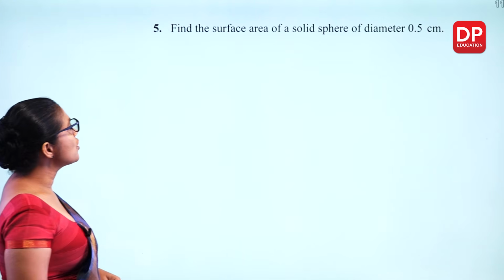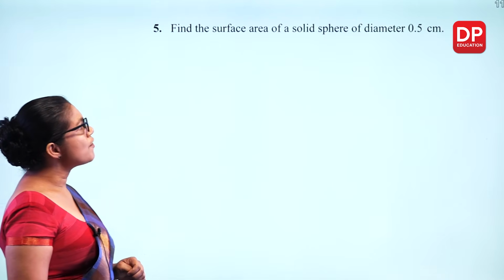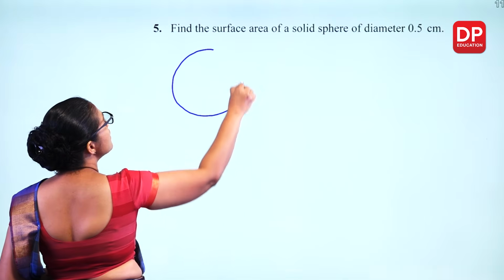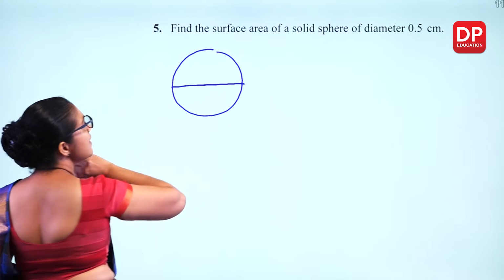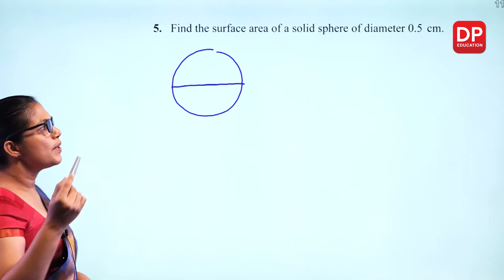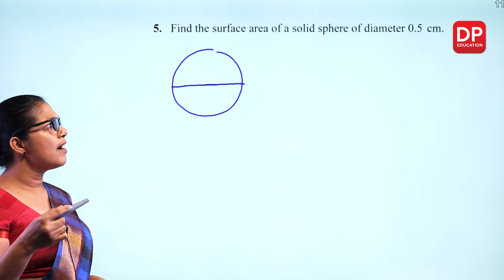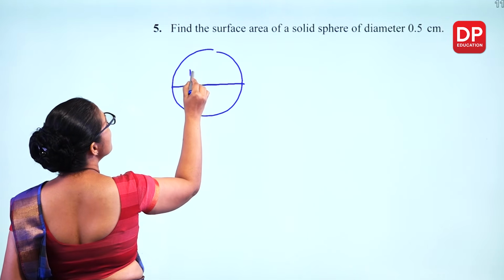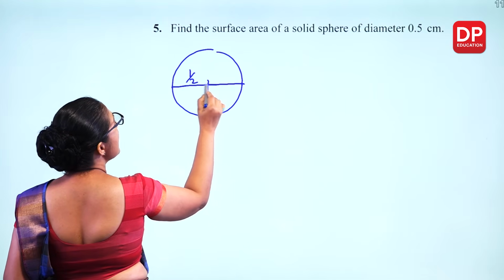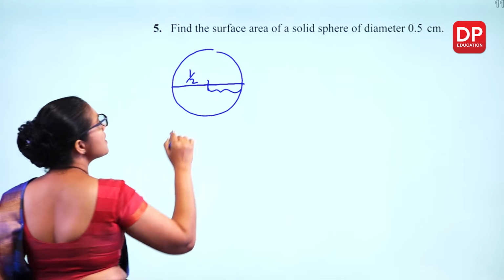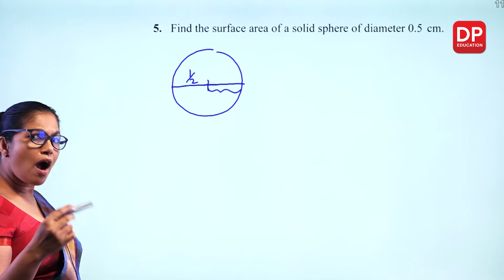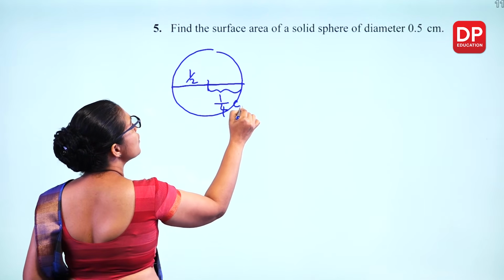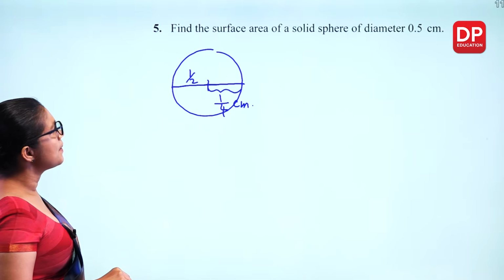We'll take the fifth question. Find the surface area of a solid sphere of diameter 0.5. Diameter means this whole length is 0.5, so instead of 0.5, we'll take half. So the whole length is half. Then what's the radius? The radius becomes half divided by 2, which is 1/4. So 1/4 of a centimeter.